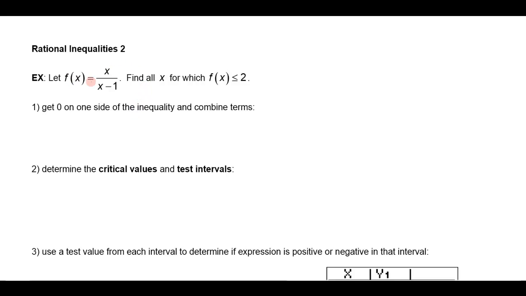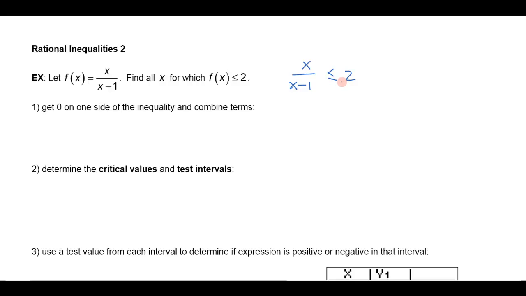Alright, so we have this function f of x is x over x minus 1, and I'd like to find all values of x for which this function is less than or equal to 2. So notice that this is the same thing as just solving where x over x minus 1 is less than or equal to 2. Now in the previous lesson I explained why you can't just multiply both sides by x minus 1. That would be the natural thing to do, but it's absolutely wrong, and you'll get the wrong answer every time doing that.